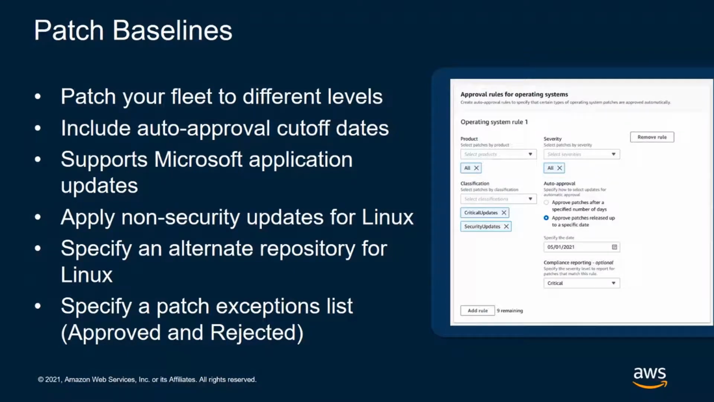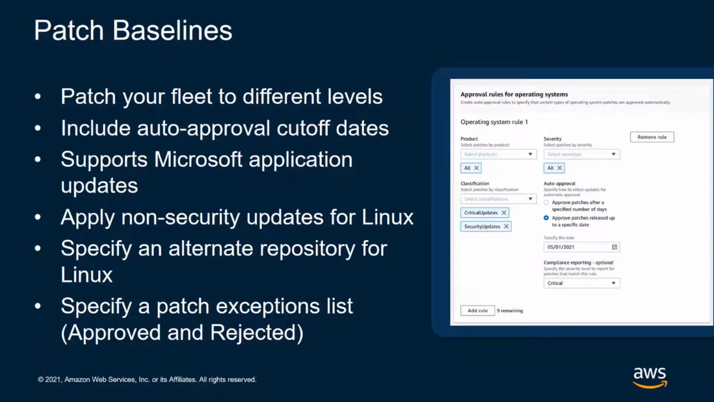For Windows workloads, patch baselines support patching both the operating system updates as well as Microsoft application updates, such as Exchange Server, Microsoft Office, Silverlight, Microsoft SQL Server, and more. For Linux workloads, you can choose to install non-security updates in addition to security updates. Additionally, for Linux, you can specify an alternative repository to be used during patching operations. And the alternative repository will override the repo configurations within the operating system.